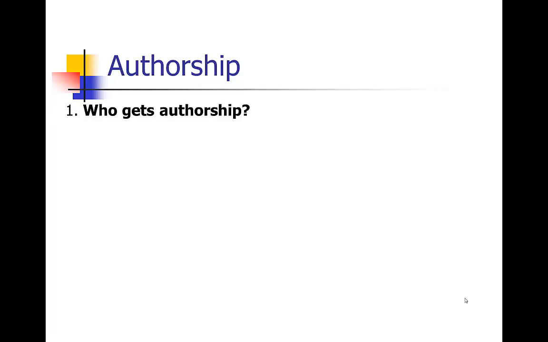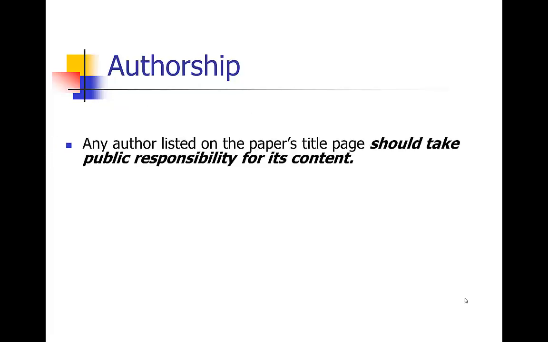There's two questions you have to answer with authorship. First of all, who gets authorship? Who are you going to include as an author on your paper? Again, if you're the primary person writing up the paper, who else are you going to include as authors? The main criterion here is that any author listed on the paper's title page should take public responsibility for its content. And that's a fairly high bar. If you're going to be an author on a paper, you have to be willing to take public responsibility for that article's content.